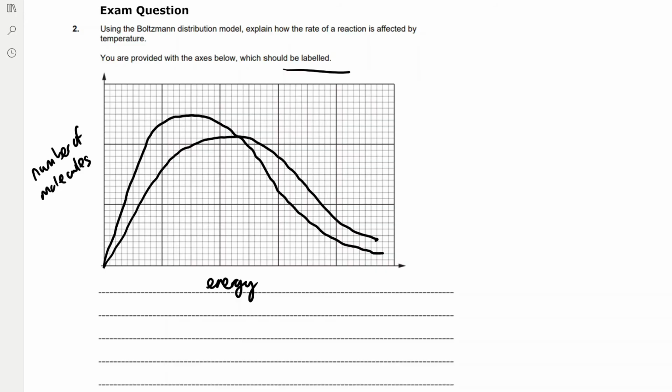And then we want to label our activation energy, or EA. So we can see that a large proportion of the reactant molecules will react upon collision in the correct orientation because they have the required EA, or activation energy.